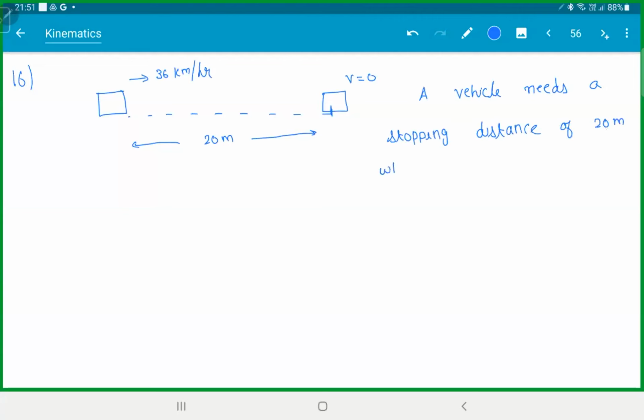meters when traveling at 36 kilometers per hour. Means if you're traveling with the speed of 36 kilometers per hour and apply brakes, for the vehicle to come to rest completely, it takes around 20 meters. And this is true for all the objects. Did you ever observe this thing?